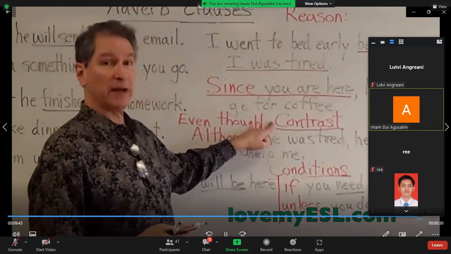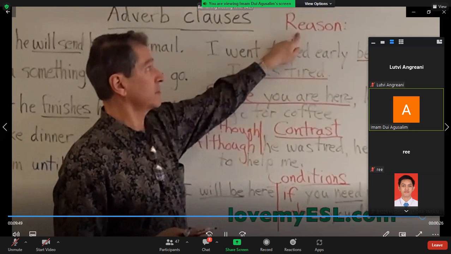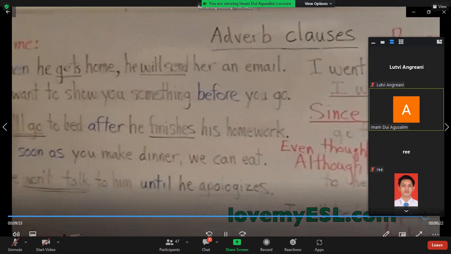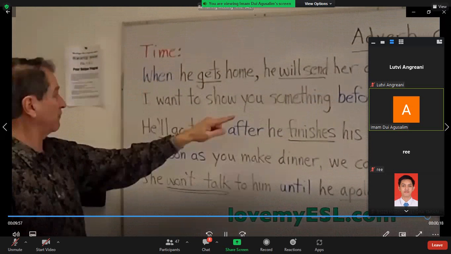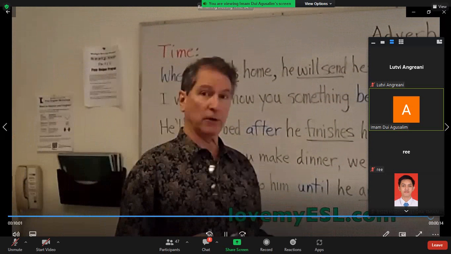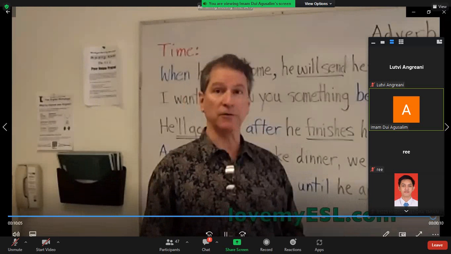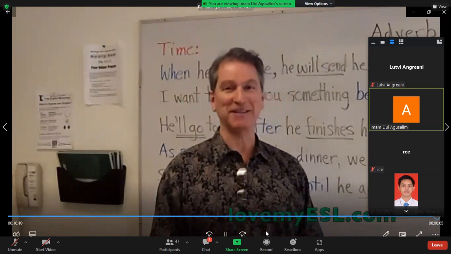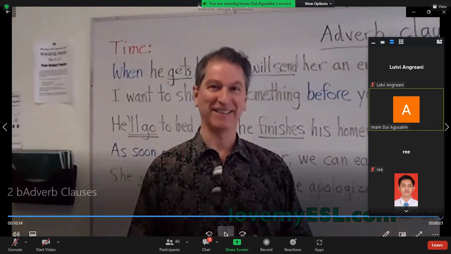There are more, of course. There are contrasting markers here, even though and although. There are two reason markers, because and since. And there are five time markers: when, before, after, as soon as, and until. So when you learn the vocabulary of those words, then you'll be able to learn how to do the adverb clauses for each and every one of those. Okay, so study this page, do the exercise at the end. Good studying. See you later.